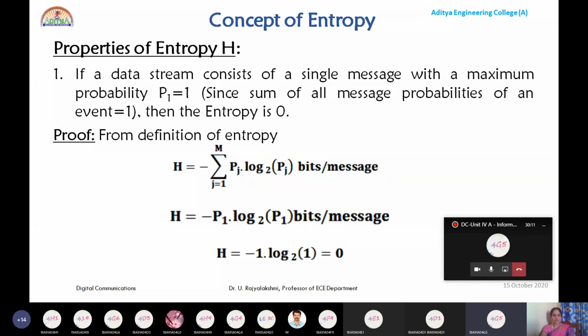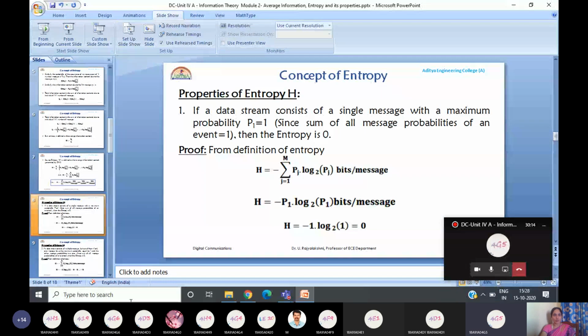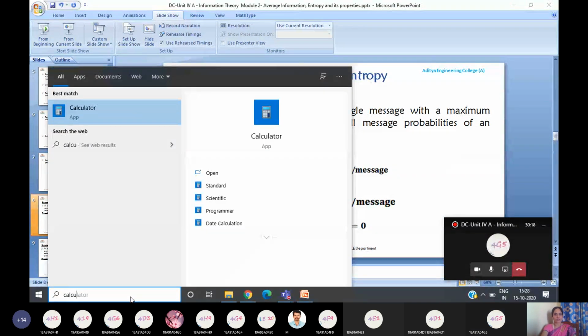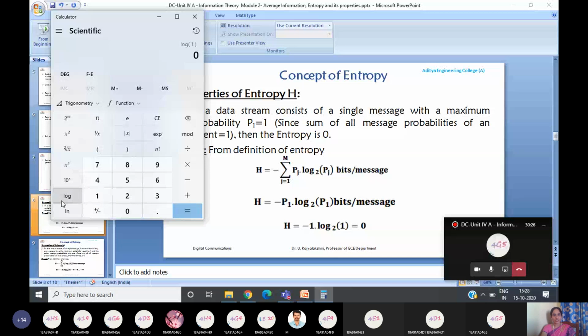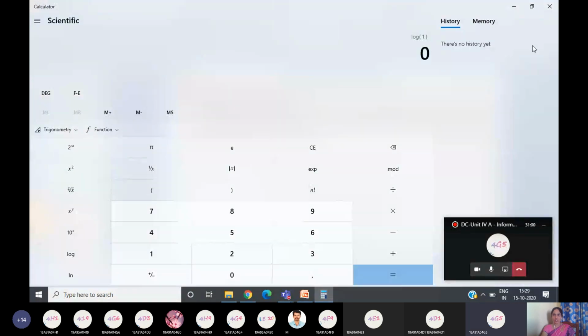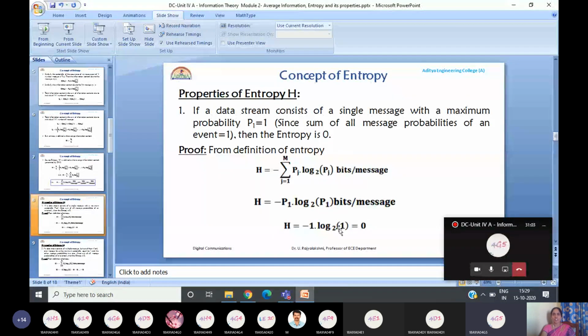Log 1, ma. Check it, no problem. Go through calculator. Log 1 value is, Navneet? Log 1. 0. Okay. 0. So entropy is 0.